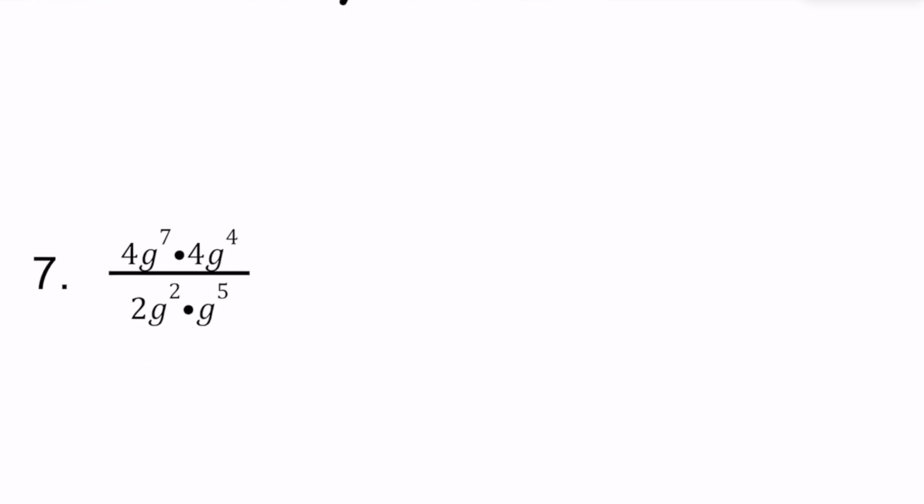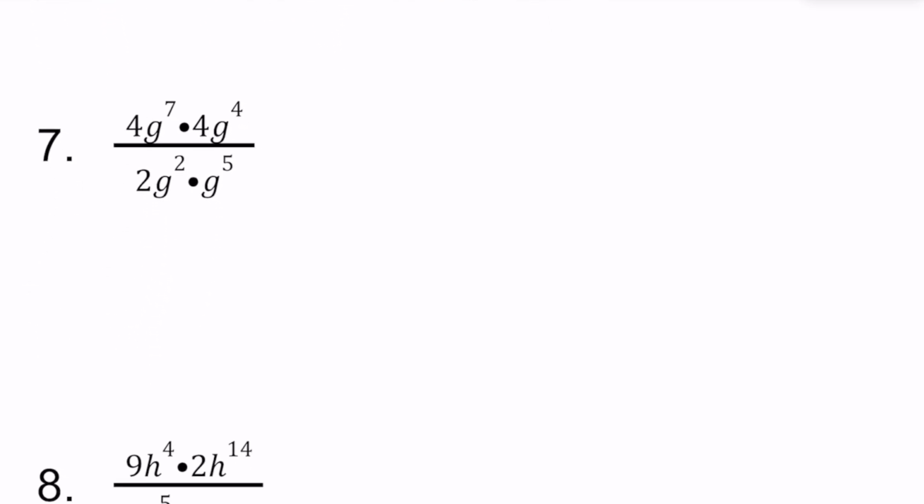All right, here is number 7. For number 7, let's take a look at these coefficients. We have a 4 and a 4 and a 2, and then technically we have a 1 here. Not going to make a big difference, just be aware, okay? Let's start with these coefficients and multiply them to find their products. So on top, 4 times 4, that's going to be 16. On bottom, 2 times 1, that's going to be 2.